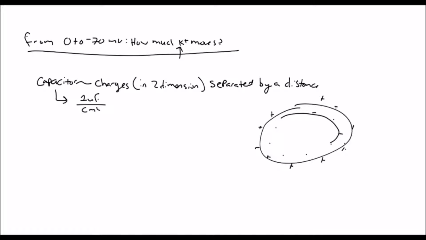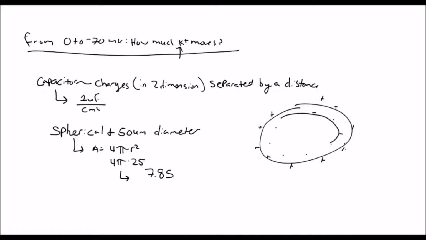If we assume that an average cell is spherical and about 50 microns in diameter, converting to centimeters will get us a cell that's approximately 7.85 times 10 to the negative 5th centimeters squared. By converting microfarads to farads and dividing it by the centimeters squared, we can find that the capacitance of a membrane is approximately 7.8 times 10 to the negative 11th farads.